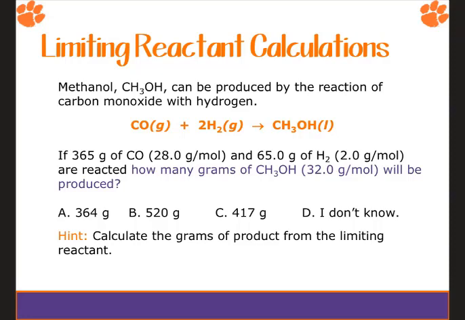So I said all that. So go ahead and try this, see how it feels. Just do your standard stoichiometry calculation with your limiting reactant and see where you get.